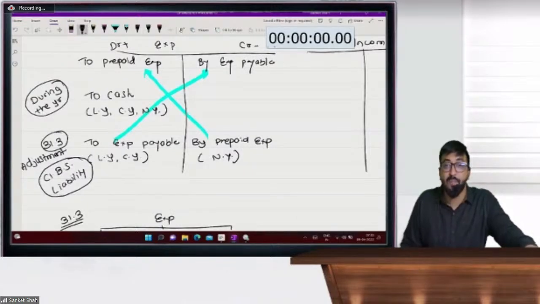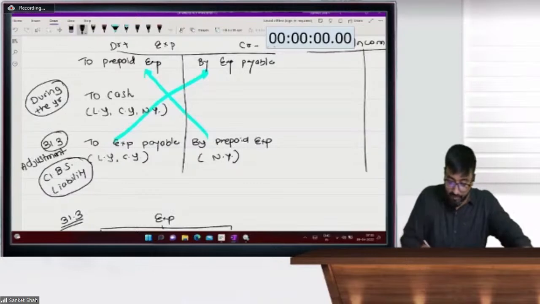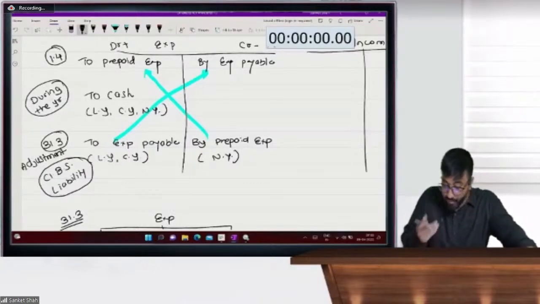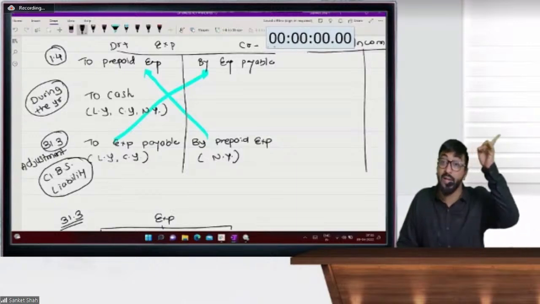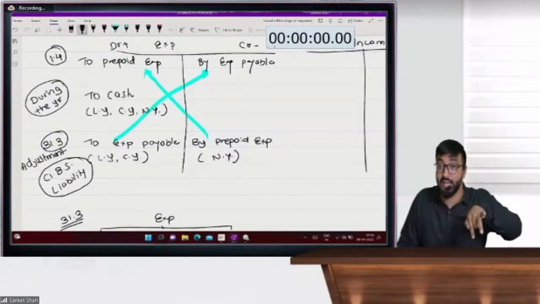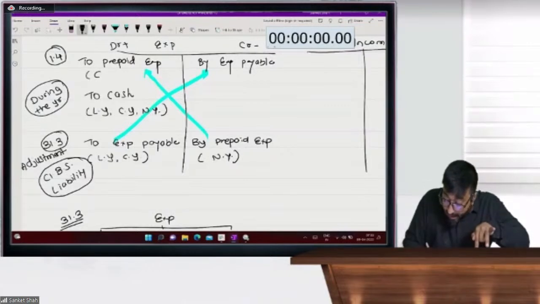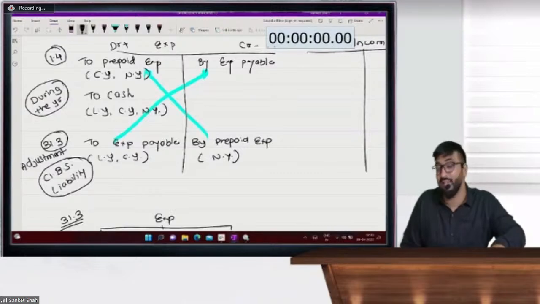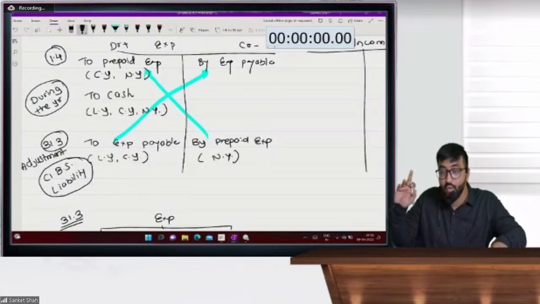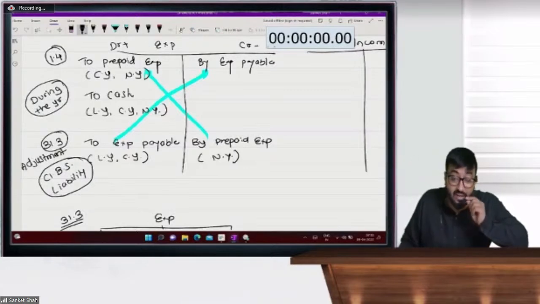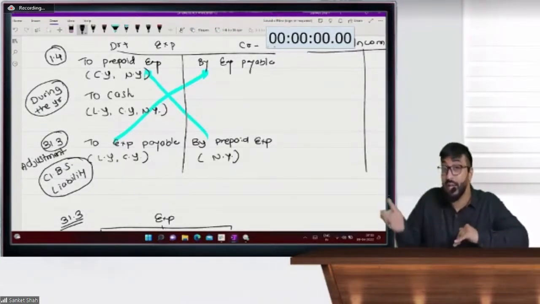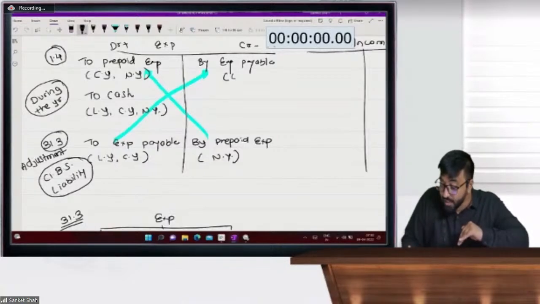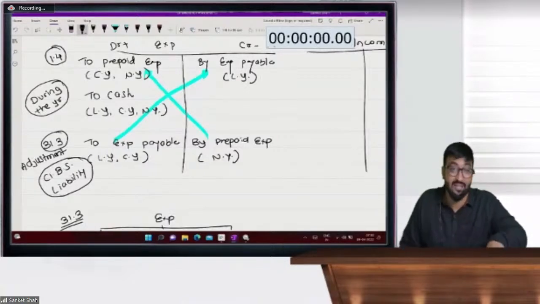Now this prepaid expenses, opening prepaid expense, now this is a reversal entry. You cancelled it. Now this prepaid expense, you paid it in the last year related to current year, or might be related to next year. This expenditure, you paid it in advance. Opening entry you reverse because you paid it in the last year related to current year or might be next year. And this opening expense payable is related to last year.